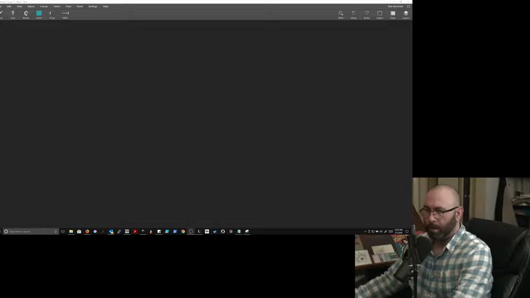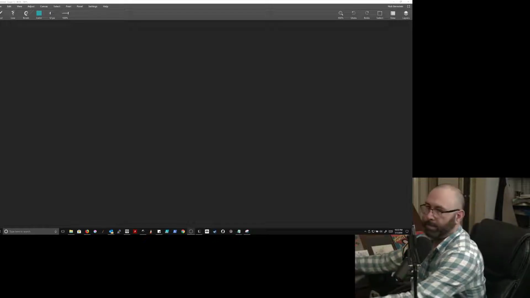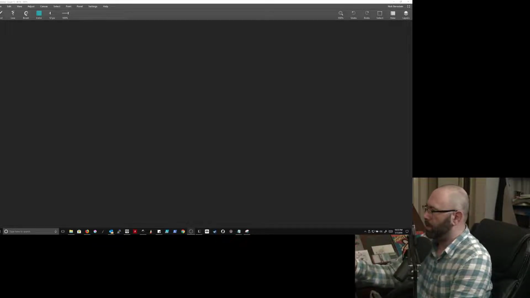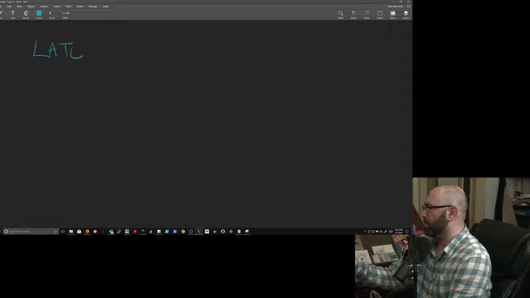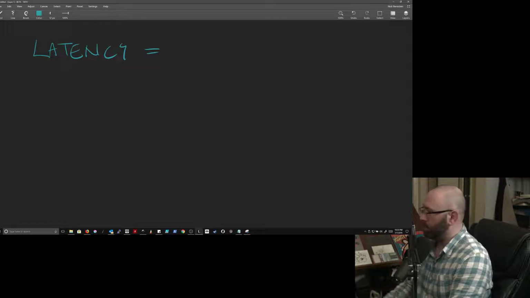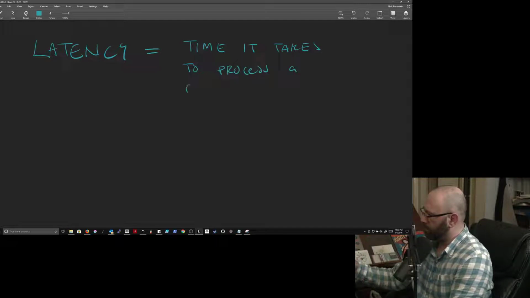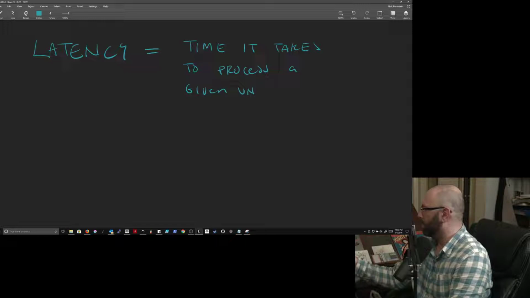So, there we go. And we're going to talk about latency. Right. So, step one is let's define our terms. So, what is latency? Latency is basically equal to the time it takes to process a given unit of work in a system.